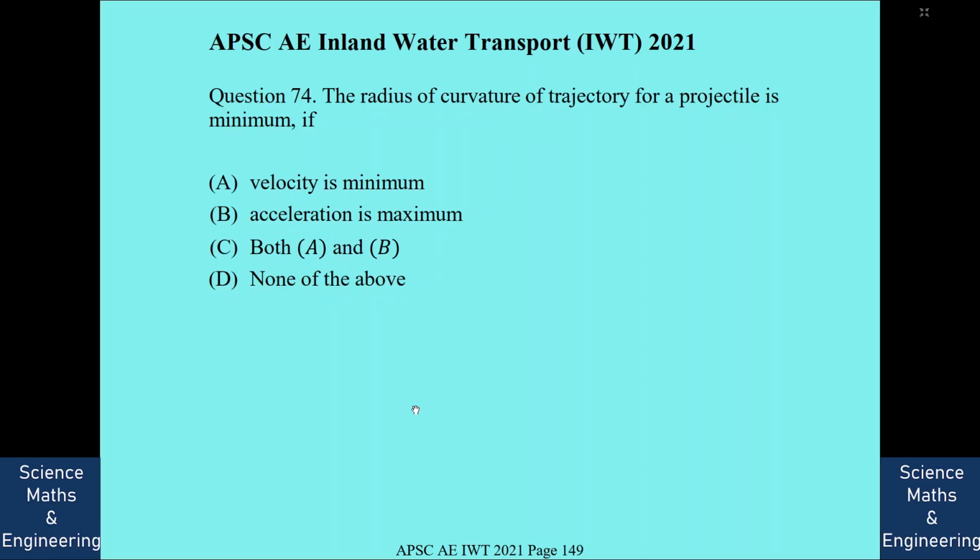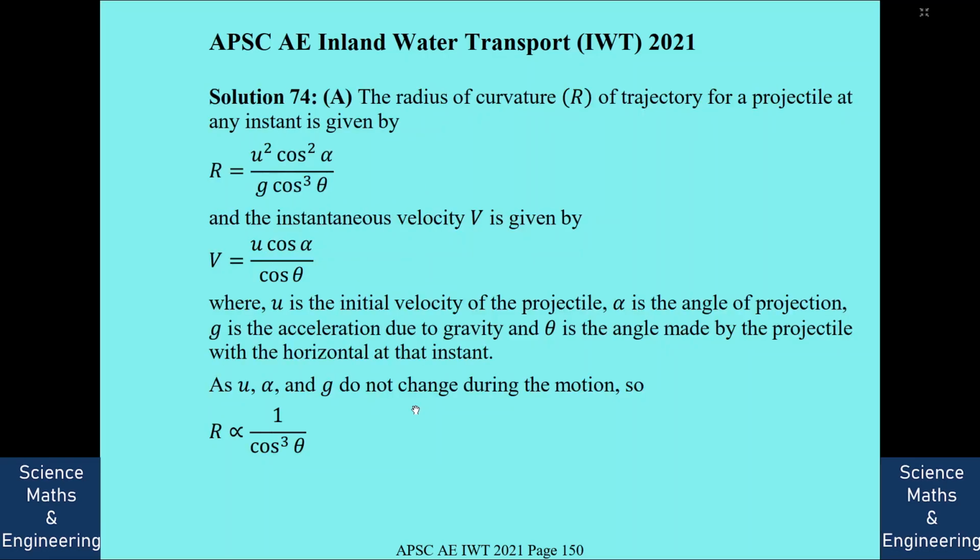Next, the radius of curvature of trajectory for a projectile is minimum if A, velocity is minimum, B, acceleration is maximum, C, both A and B, or D, none of the above. Okay, so the radius of curvature of a trajectory for a projectile at any instant is given by r is equal to u square cos square alpha divided by g into cos cube theta. Now the instantaneous velocity is given by v is equal to u cos alpha divided by cos theta, where u is the initial velocity of the projectile, alpha is the angle of projection, g is the acceleration due to gravity, and theta is the angle made by the projectile with the horizontal at that instant.